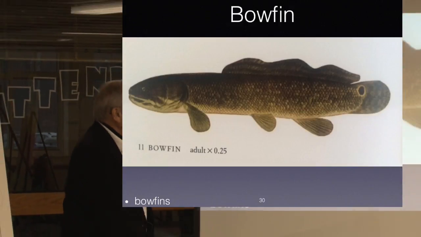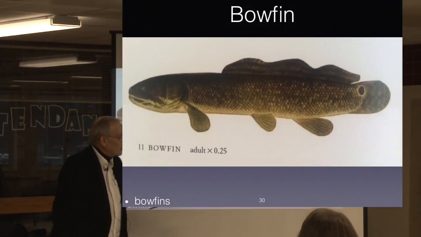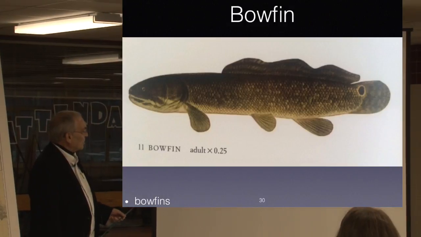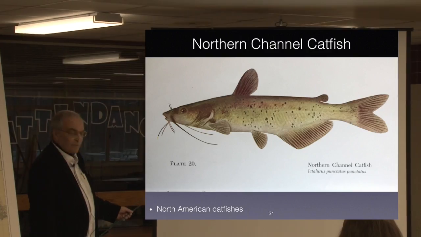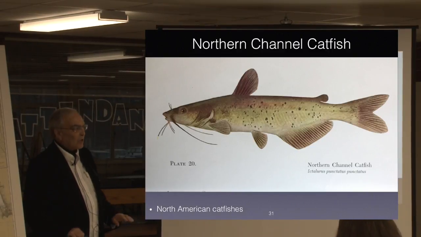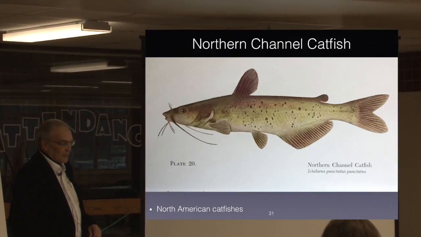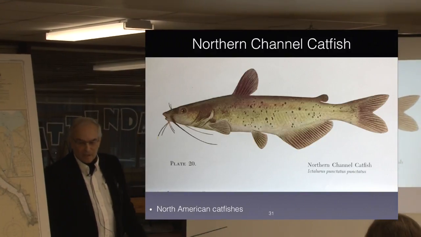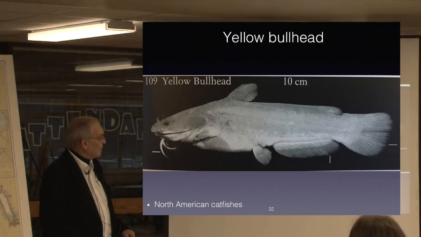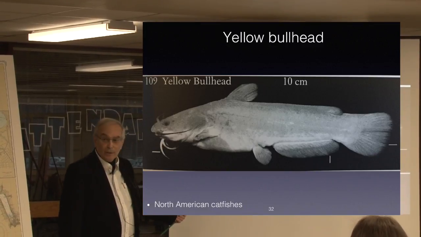This is a bowfin, another primitive fish. You can identify that by the ocellus near the base of the tail. We have those in the south end, we've got them in the north end. Not so much everywhere else because the water's so deep. This would be the channel cat. We have those in the lake. People call them a spotted cat. This is the yellow bullhead, which I don't think I've ever caught one.